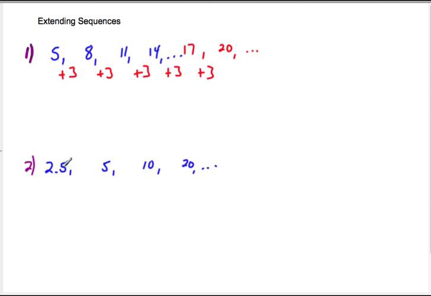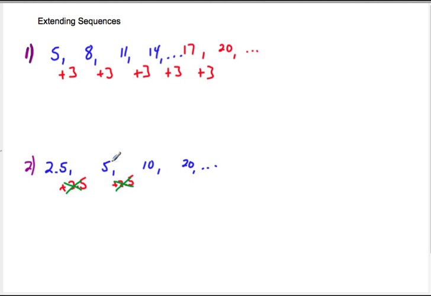let's take a look. So to go from 2.5 to 5, well, we could add 2.5. And then to go from 5 to 10, we could try adding 2.5, but that didn't work. All right, so that's not correct. So to get to the next number in a sequence is not always addition. So now we're going to have to try some other operation here.